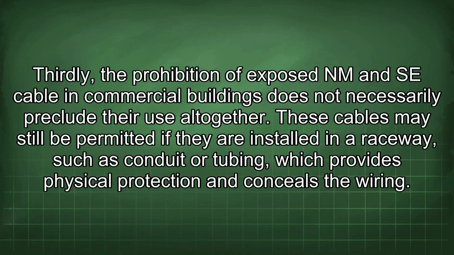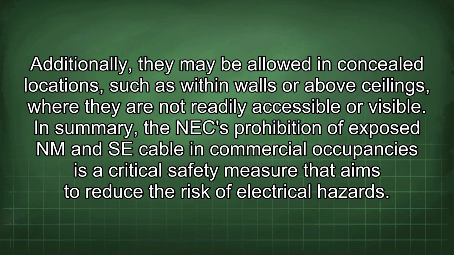Thirdly, the prohibition of exposed NM and SE cable in commercial buildings does not necessarily preclude their use altogether. These cables may still be permitted if they are installed in a raceway, such as conduit or tubing, which provides physical protection and conceals the wiring. Additionally, they may be allowed in concealed locations, such as within walls or above ceilings, where they are not readily accessible or visible.